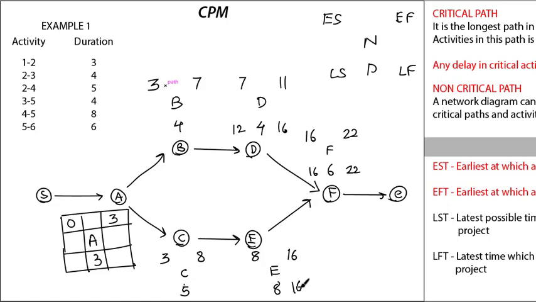Similarly for E it will be 16, and 16 minus 8 gives me 8. So LS is LF minus D: latest start time is equal to latest finish time minus duration. Similarly for B, the latest finish time will be 12, and 12 minus 4 gives me 8. Similarly for C, it will be 8, and 8 minus 5 gives me 3.